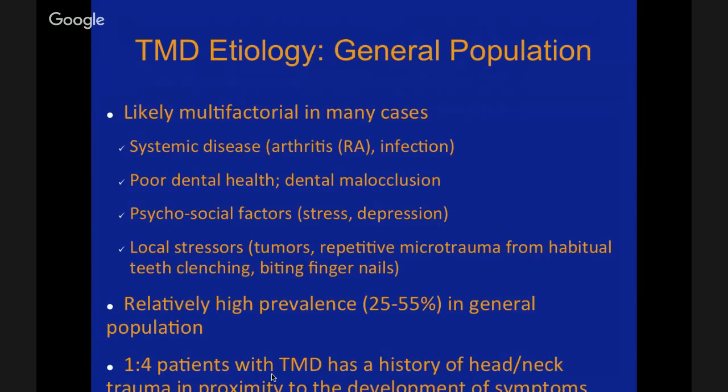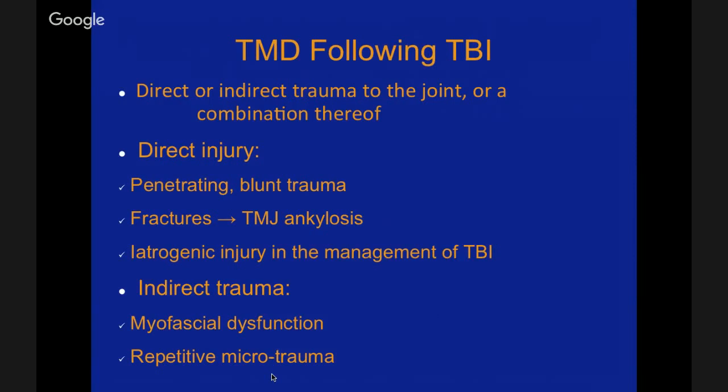There's a relatively high prevalence, 25 to 55% in the general population, but 1 in 4 patients with TMD has a history of head or neck trauma in proximity to the development of symptoms. So following traumatic brain injury, temporomandibular dysfunction can result from direct or indirect trauma to the joint. Direct injury secondary to penetrating or blunt trauma is pretty obvious. There can also be fractures and iatrogenic injury, and then indirect trauma, such as myofascial dysfunction and repetitive microtrauma.